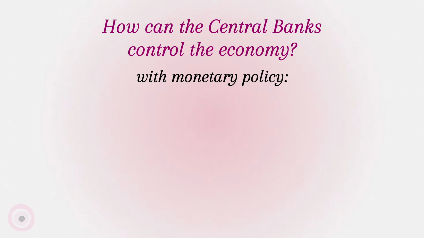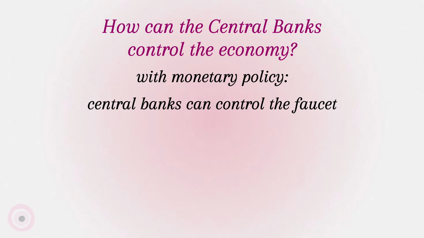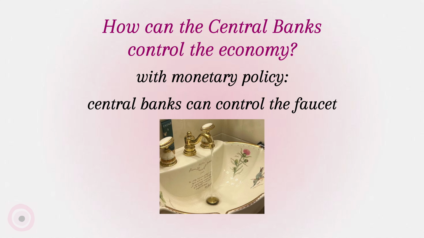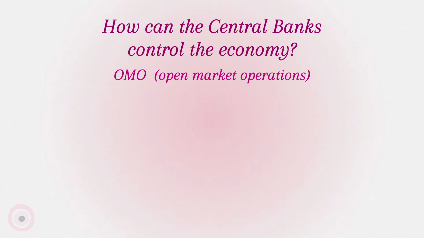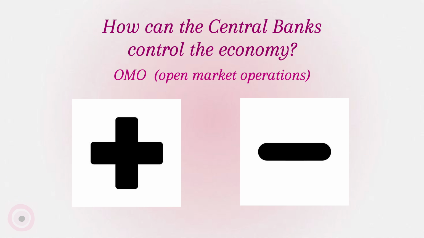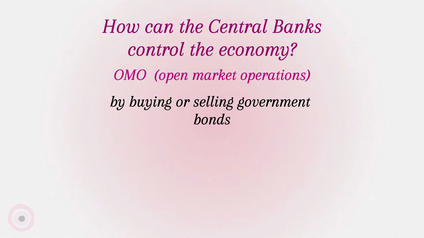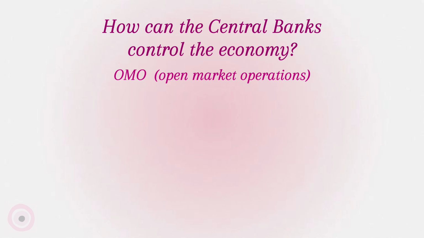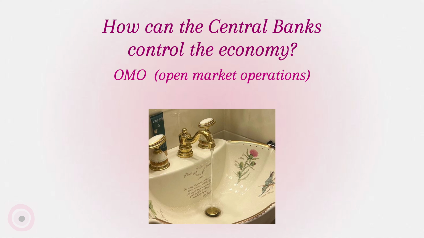So, with monetary policy, the central banks can control the faucet and how much water there will be in the bathtub. And there are two ways. One is OMO, which is open market operations. The central bank can either add or remove water from the economy by buying or selling government bonds. And this is how it works.